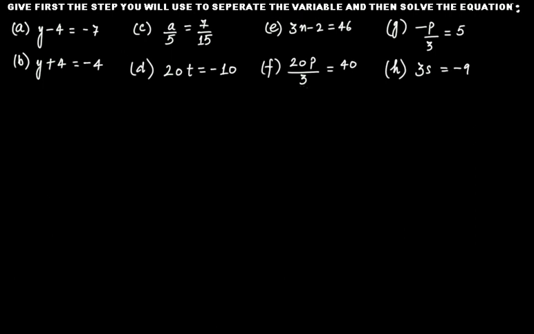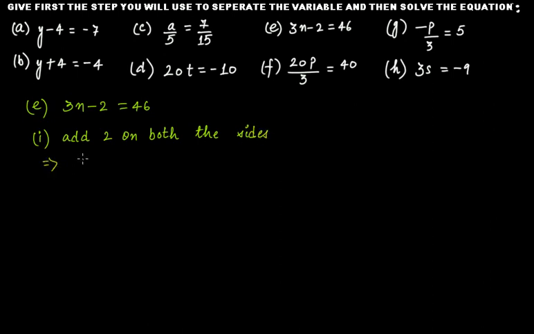Now we have this e. E is 3n minus 2 equals to 46. Now in this case, the first step will be what? The first step will be that add 2 on both the sides.